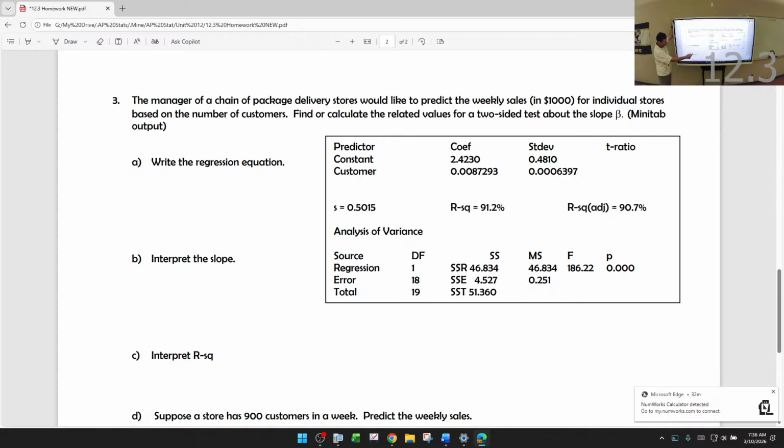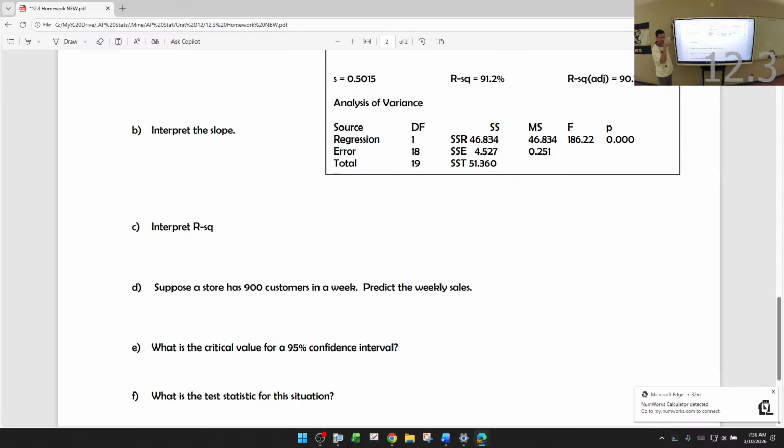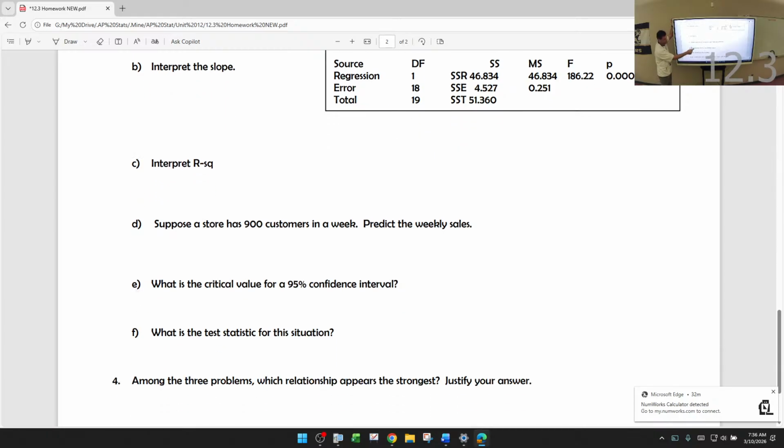Regression equation, interpret a slope, interpret r squared. Again, all that stuff is chapter 3. Suppose a store has this many, predict it, plug and chug. What is the critical value for 95%? So Coach Mayer program, 0.95, DF of 18. Everybody okay? You need to know how to do that for Thursday.